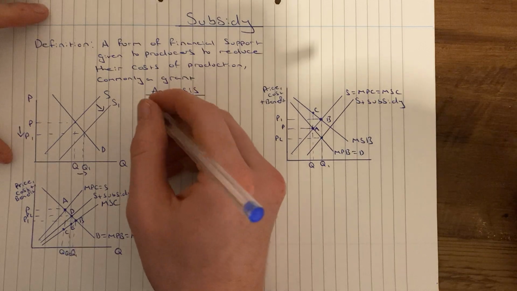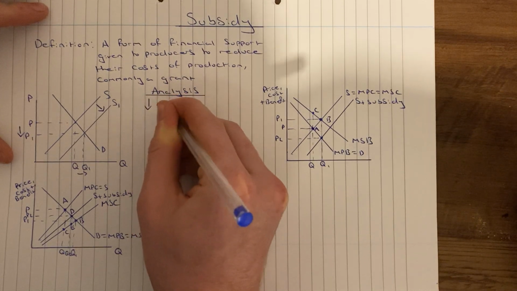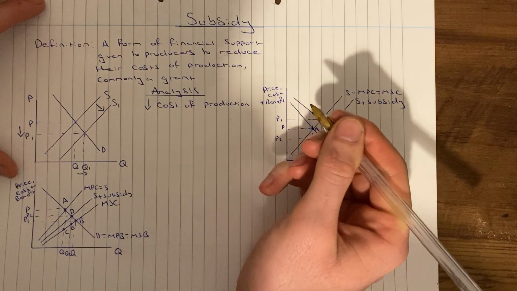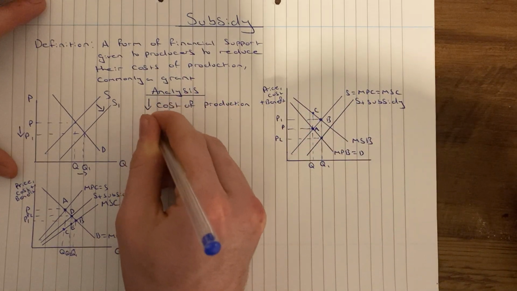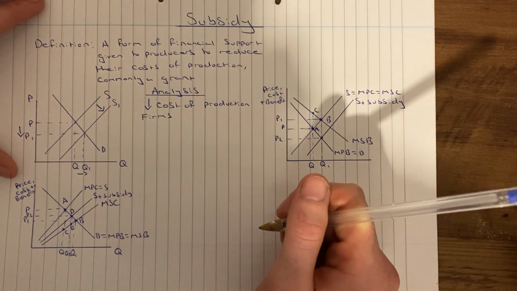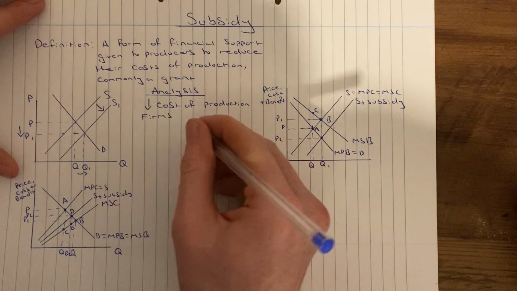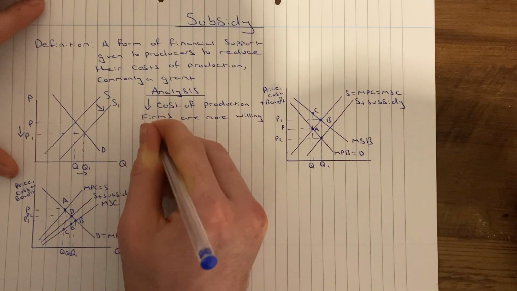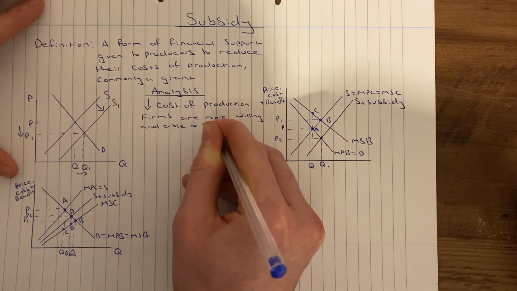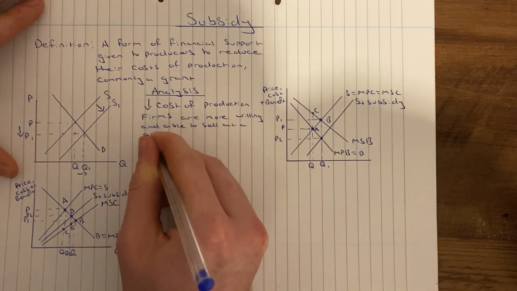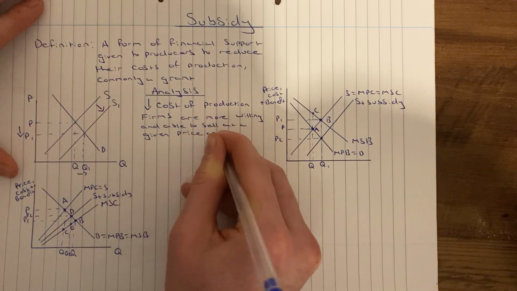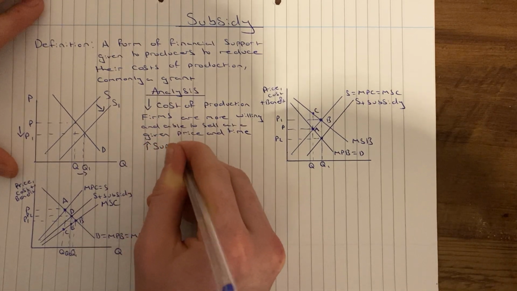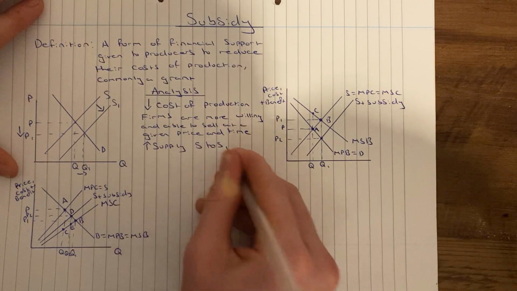So, first of all, the subsidy would reduce a firm's cost of production. And by reducing a firm's or business's cost of production, it means that firms would be more willing and able to sell at a given price and time. And as a result of this, there would be an increase in supply. And on our diagram, we see that increase in supply from S to S1.